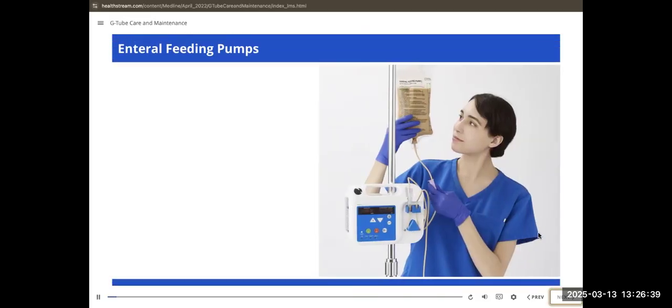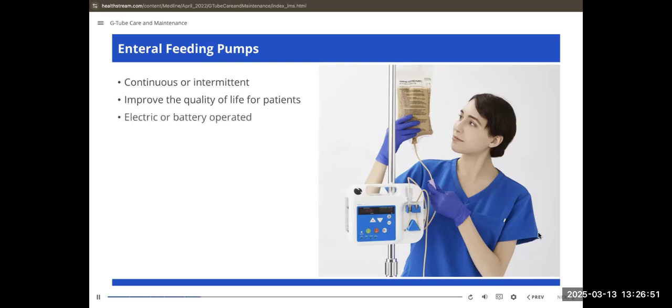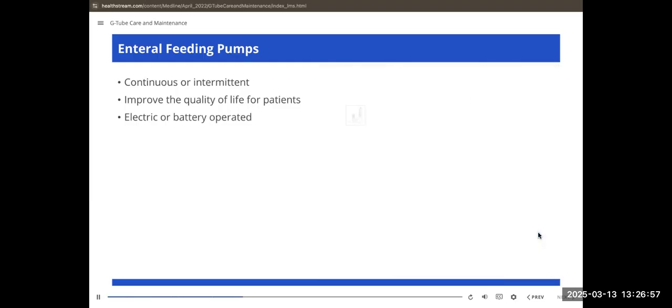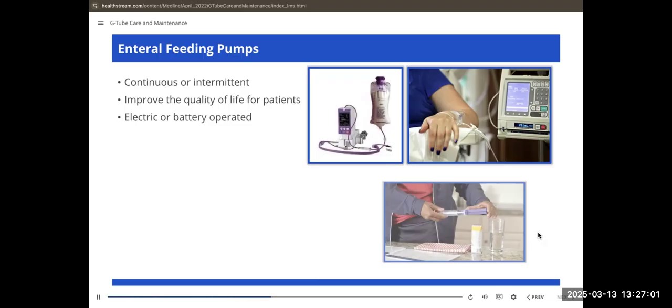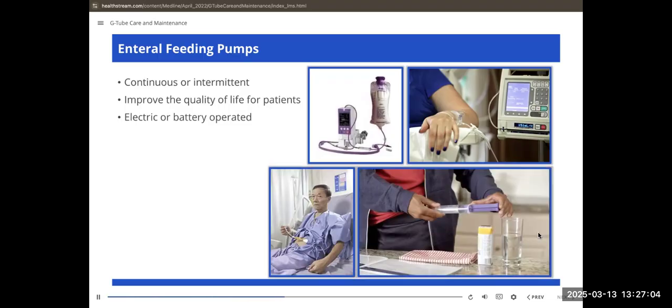Enteral feeding pump products are continuous or intermittent and help improve the quality of life for patients requiring assisted nutrition delivery. Pumps may be electric or even battery-operated. Enteral products come in a variety of designs. Enteral pumps may come as portable pumps, stationary pumps, and may be used in homes, hospitals, or on the go.